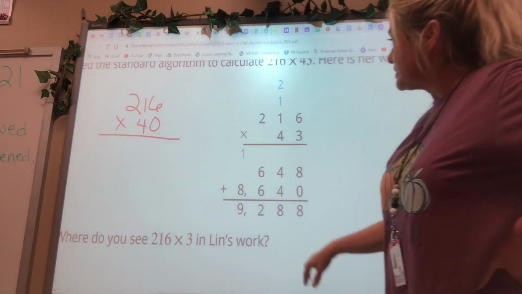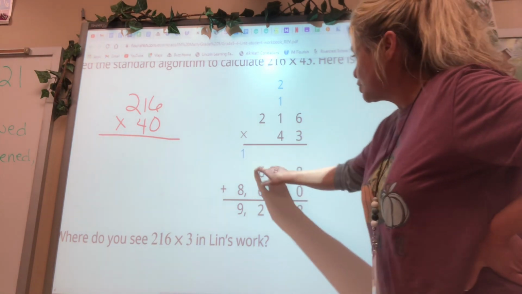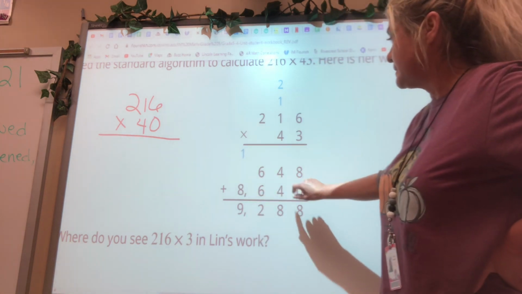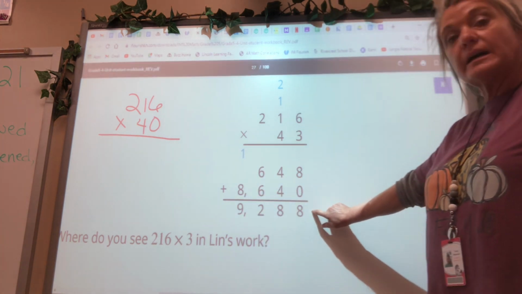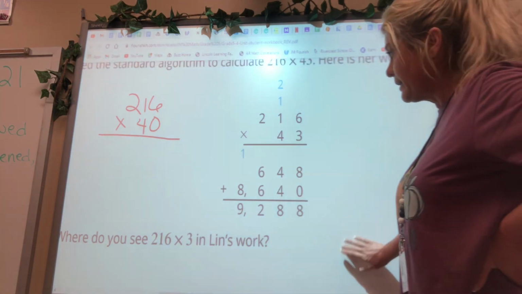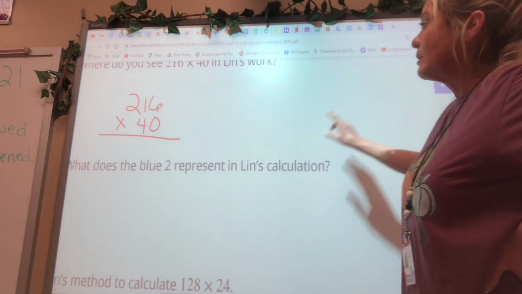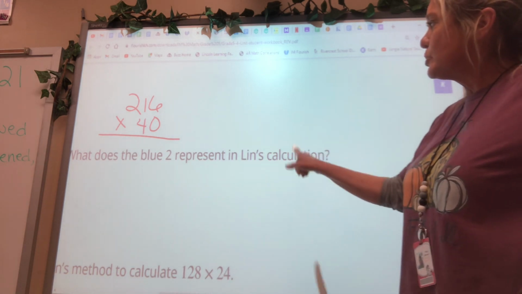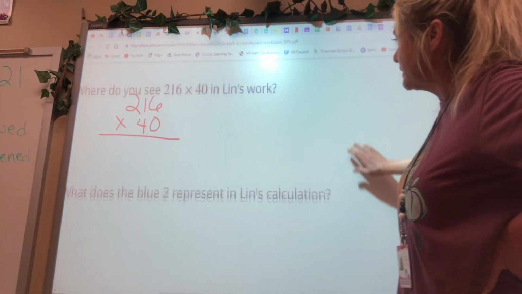And then if we put together the 216 times 3 plus the 216 times 40, we get the entire standard algorithm number, 9,288. Now, the last question said, what does the blue 2 represent in Lynn's calculation?